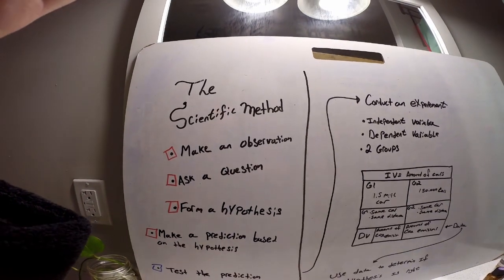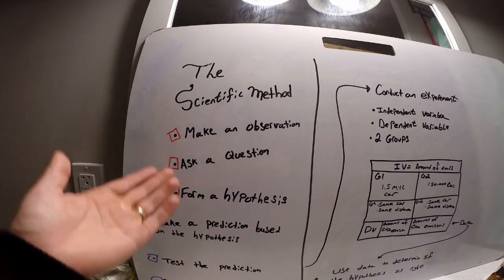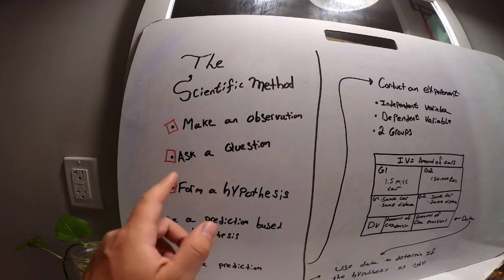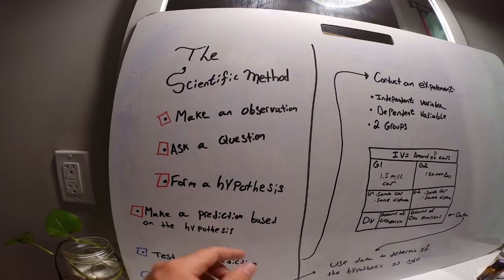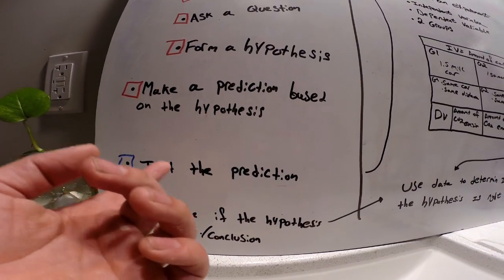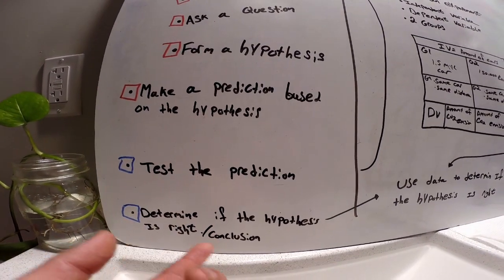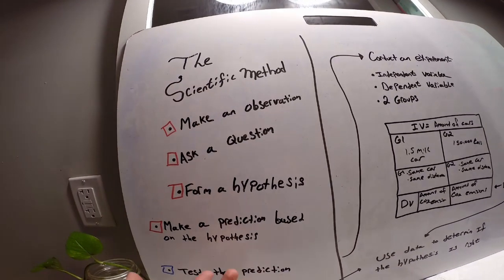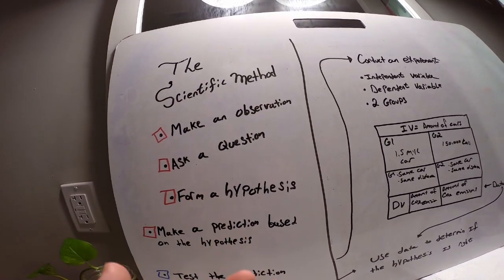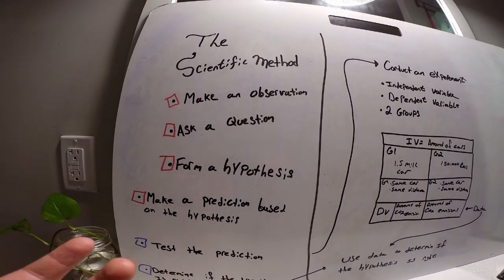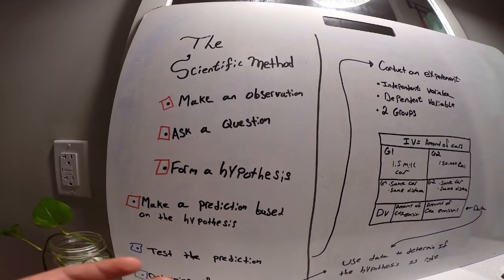Alright, so if you remember from yesterday, this is the scientific method. It's the 6 steps. We did the first 4, which were make an observation, ask a question, form a hypothesis, make a prediction based on the hypothesis. The ones that we're missing, which we're going to do today, are test the prediction, and determine if the hypothesis is right, which is our conclusion. Yesterday we did the first 4 about the 5 negative effects humans have on the Earth. So we're going to continue off from there.